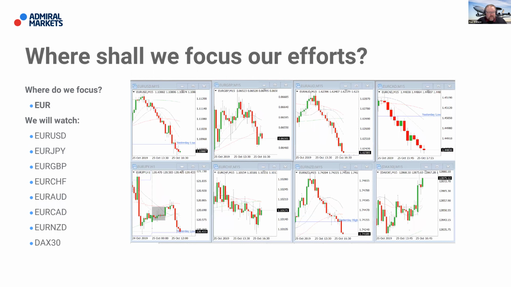What I also have is the euro. I have a euro profile set up here, and it has just the majors: euro dollar, euro Japanese yen, euro sterling, euro against the Swiss franc, euro against the Australian dollar, euro against the Canadian dollar, euro against the Kiwi dollar, and then the DAX 30 as well. DAX 30 being the German equity index. It's the biggest in Europe, so I'm always looking at the correlations between what's going on with the euro and what's going on with the DAX.